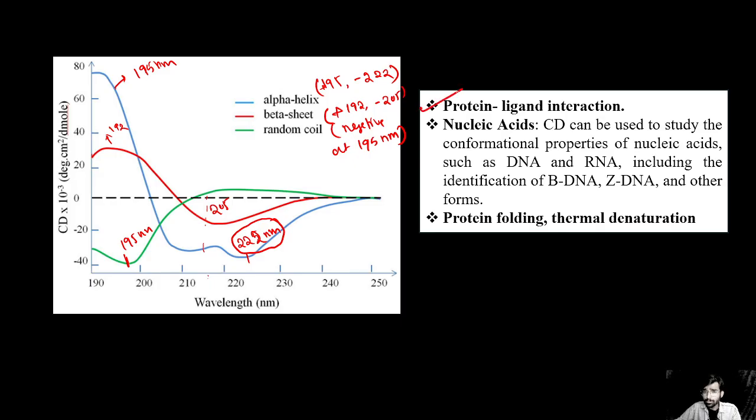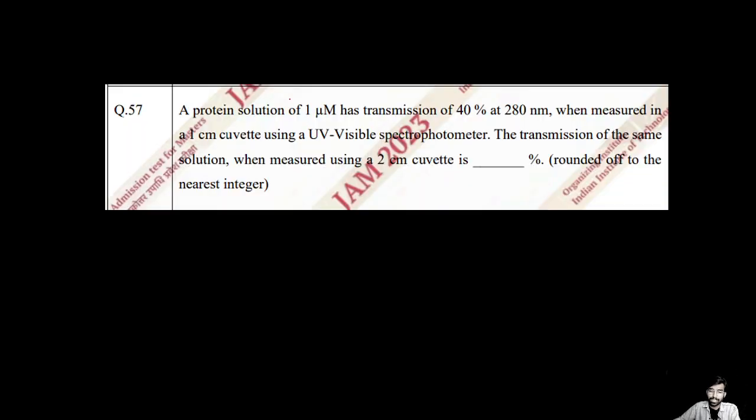So suppose some ligand is binding to a protein and that leads to some protein unfolding and thermal denaturation, that you can study with circular dichroism. Along with that, circular dichroism can be used to study conformational properties of DNA and RNA, like various forms of DNA, B-DNA, Z-DNA, other forms of DNA, and also the protein secondary structure. Okay, now we'll solve questions here. That's the main objective of this class.